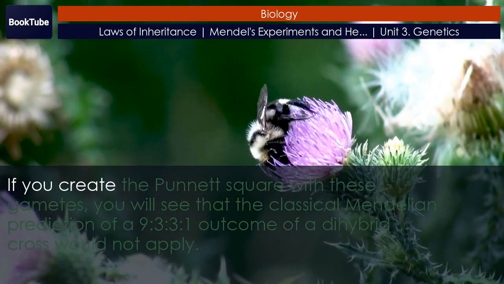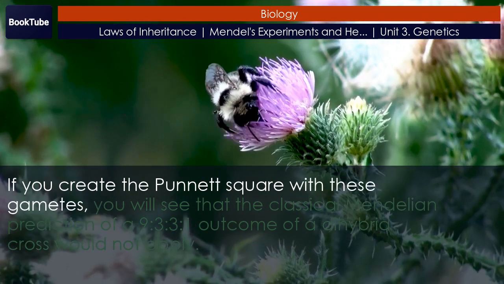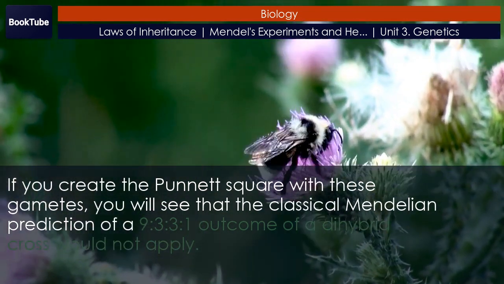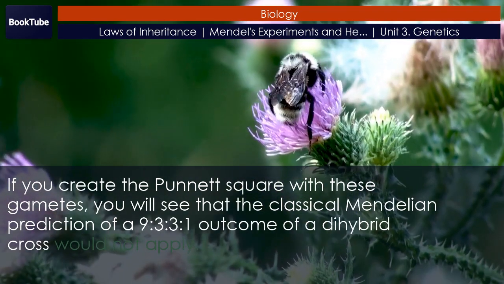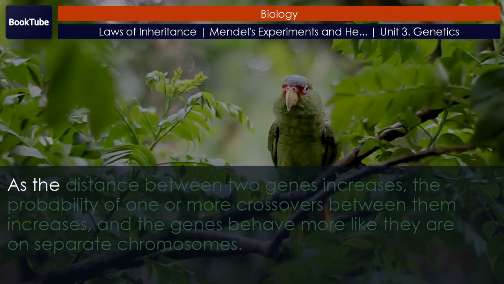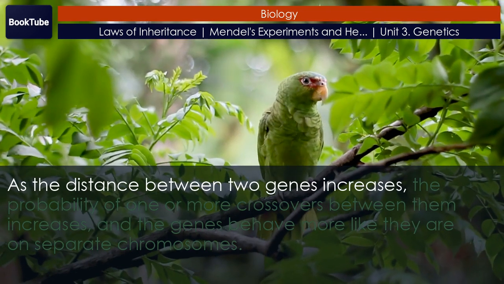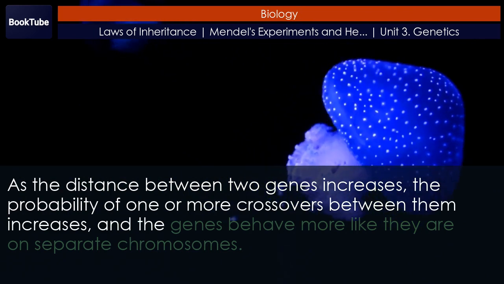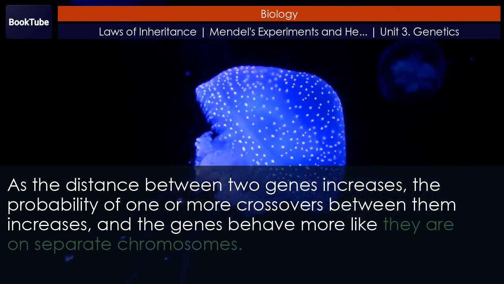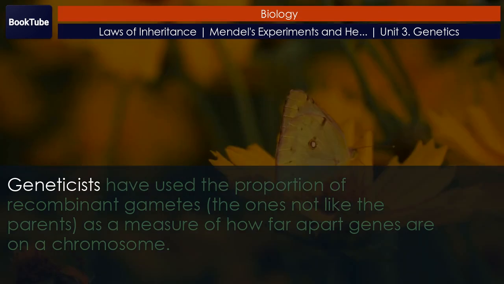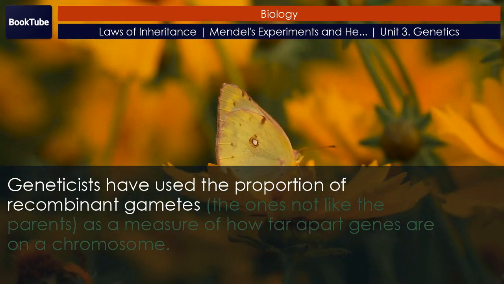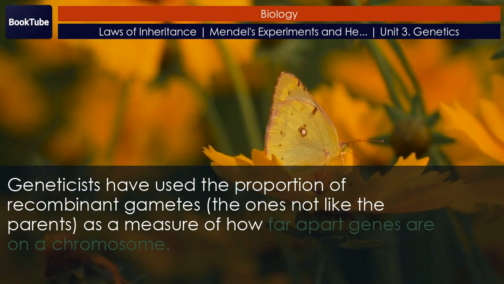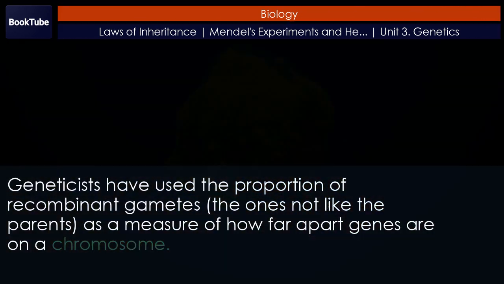If you create the Punnett square with these gametes, you will see that the classical Mendelian prediction of a 9-3-3-1 outcome of a dihybrid cross would not apply. As the distance between two genes increases, the probability of one or more crossovers between them increases, and the genes behave more like they are on separate chromosomes. Geneticists have used the proportion of recombinant gametes, the ones not like the parents, as a measure of how far apart genes are on a chromosome.